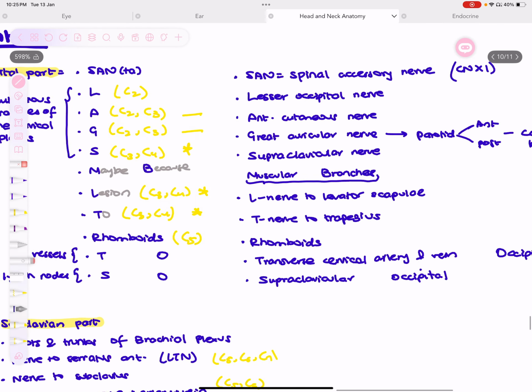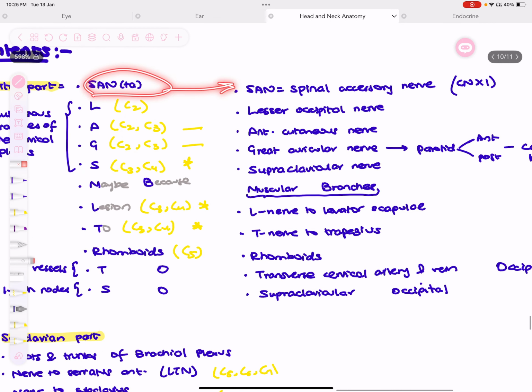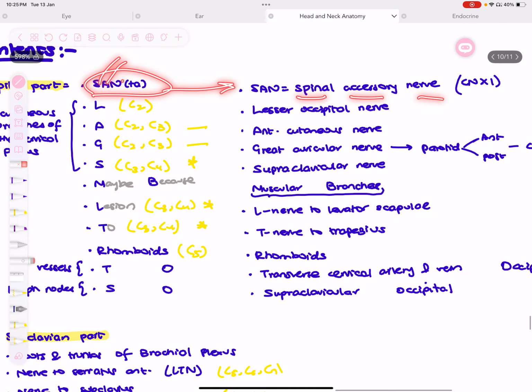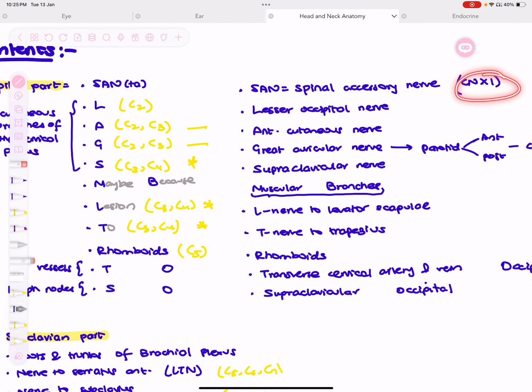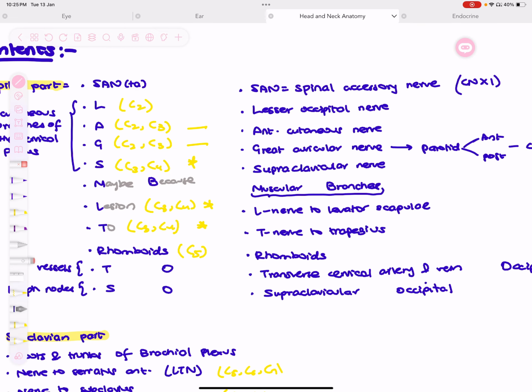Now, first of all, you have your SANTA. SANTA stands for spinal accessory nerve, which is the 11th cranial nerve, and it supplies the sternocleidomastoid as well as the trapezius muscle, which is the shrugging muscle. They both are supplied by your accessory nerve. Then you have lesser occipital nerve because we're talking about the occipital part of the posterior triangle of the neck. Then you have the anterior cutaneous nerve. Then you have great auricular nerve.